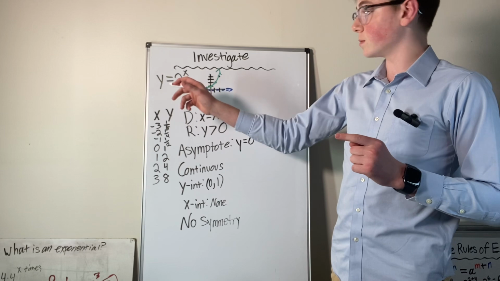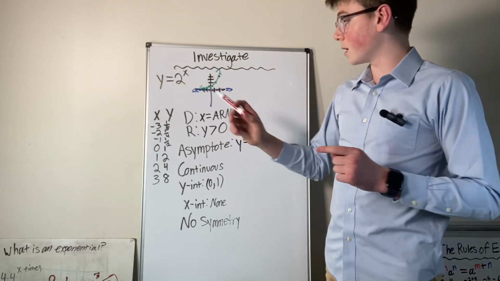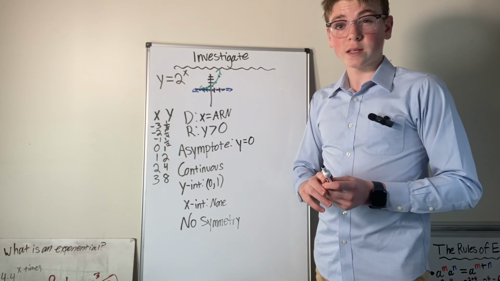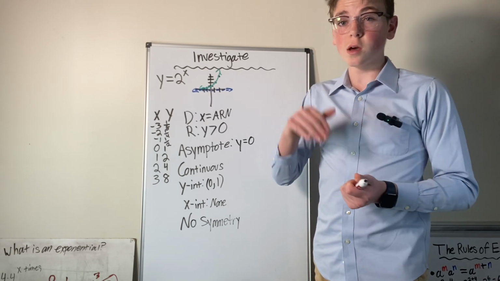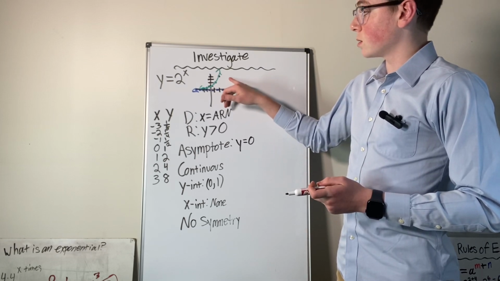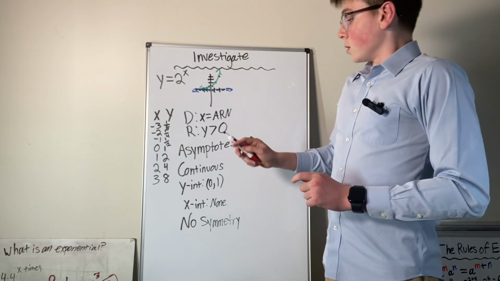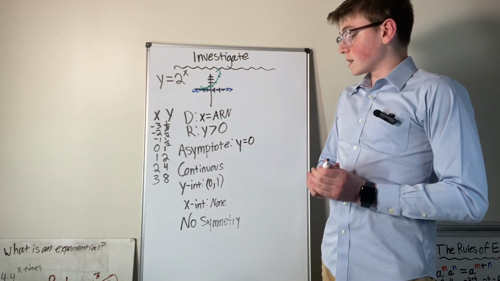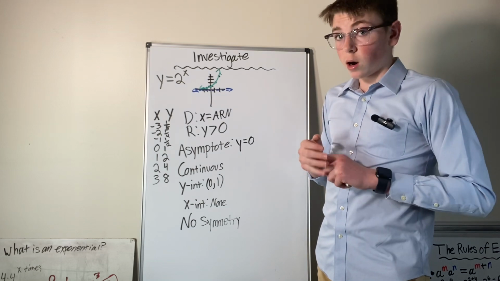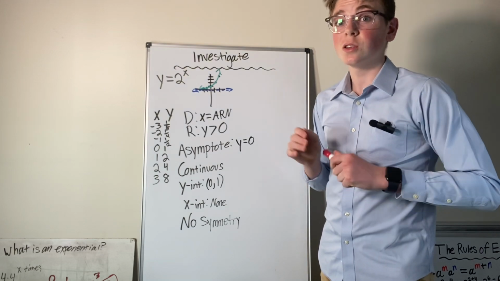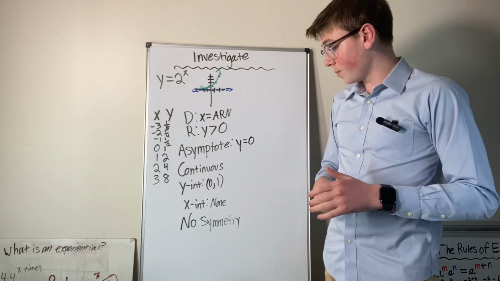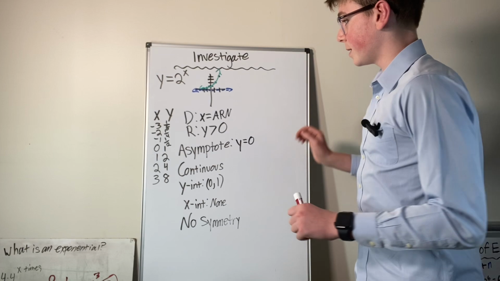So the asymptote reaches for infinity in the x values and slowly goes down in the y values, then reaches for infinity in the y values, and it just keeps going. Our asymptote is y equals 0. It is continuous. The y-intercept is (0, 1). There are no x-intercepts, again, unless you shift the graph by moving the k value. Then there is no symmetry.